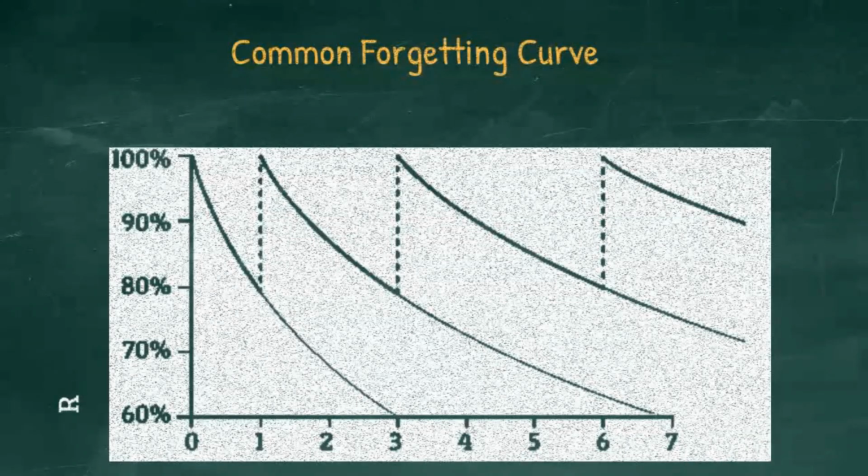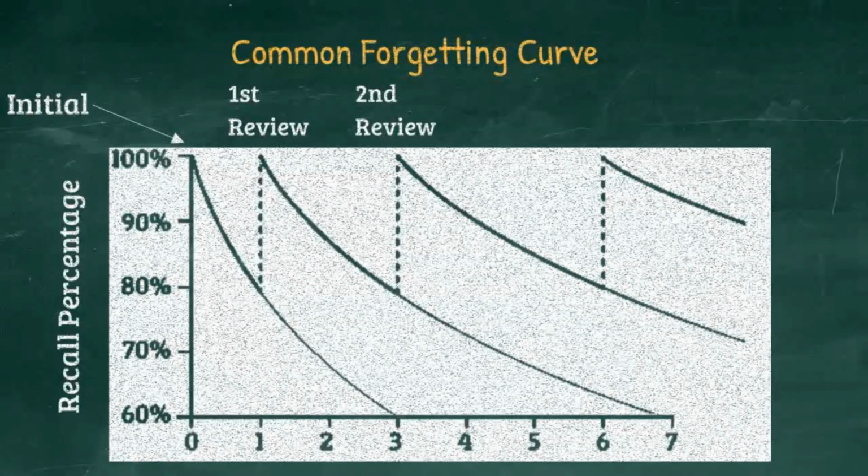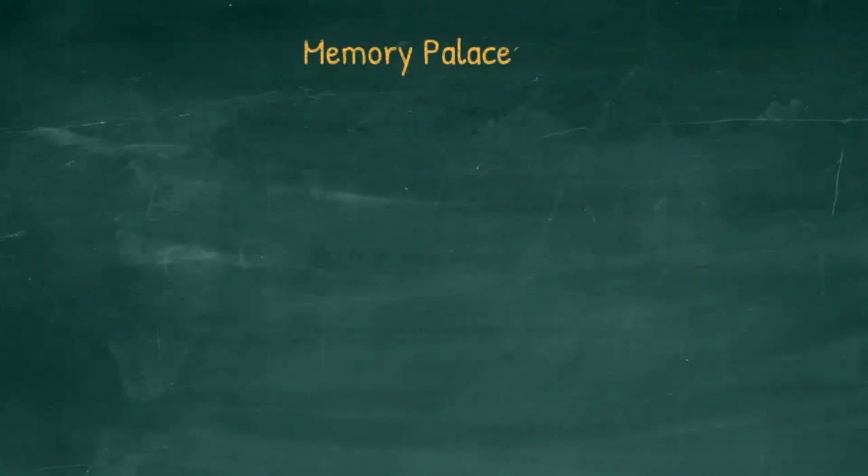Here's an example of what the forgetting curve looks like. When you initially learn something, you might forget it a day later or a few days later. If you review it one time, then you are likely to remember more of it. If you review it 2 or 3 times, you will potentially remember it forever. And that's the goal that we're going for here.